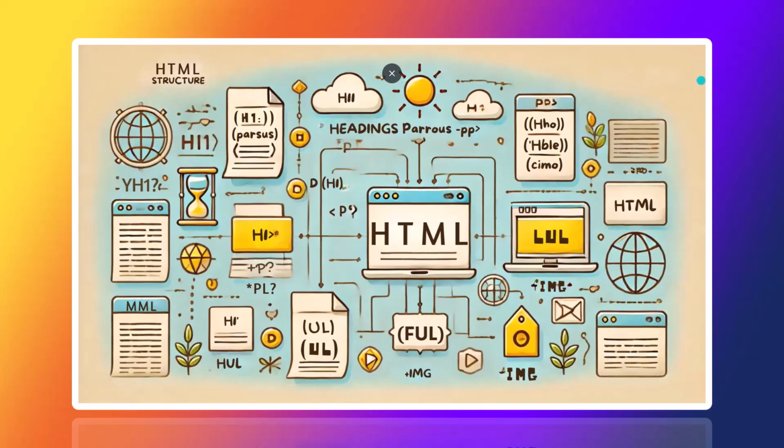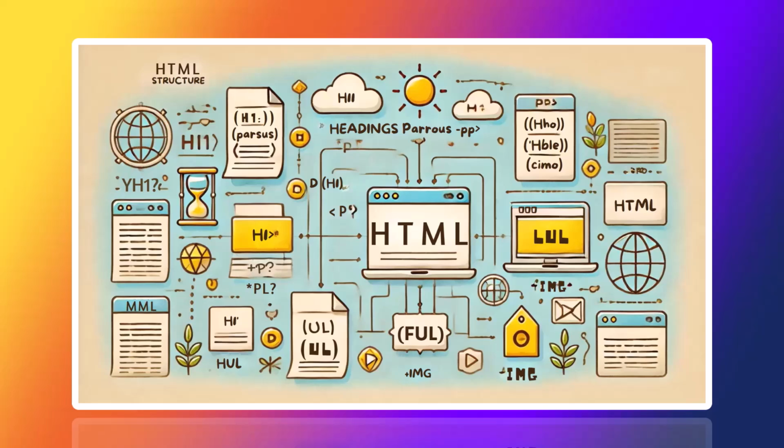HTML is essential because it organizes content in a way that web browsers can understand and display. Without HTML, a web page wouldn't have any content or structure, making it impossible to present information to users. It's also worth noting that HTML5, the latest version, introduced new semantic elements like article, section, and navigation, which makes the HTML structure more meaningful and accessible.